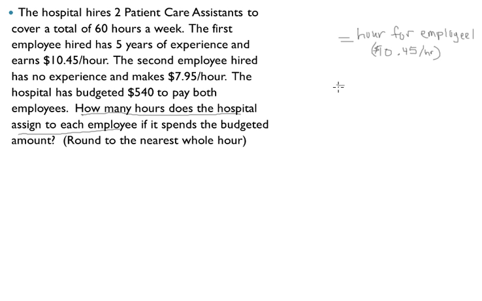The other thing that I have to figure out is the hours for employee 2. And again, just to help me keep them separate, I'm going to put their hourly rate, so they make $7.95 per hour. And now, just like in the previous problems, one of these I can make X. And I really don't know more about one than the other, so I'm just going to make the first employee X. Now I have to look for a relationship.